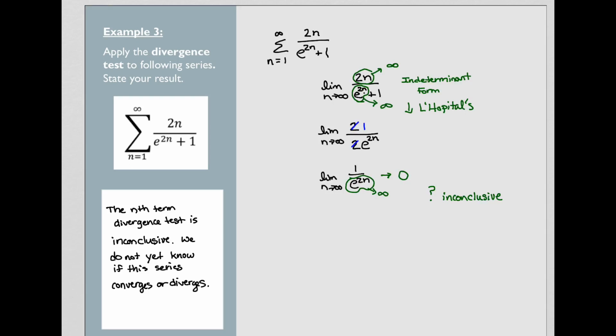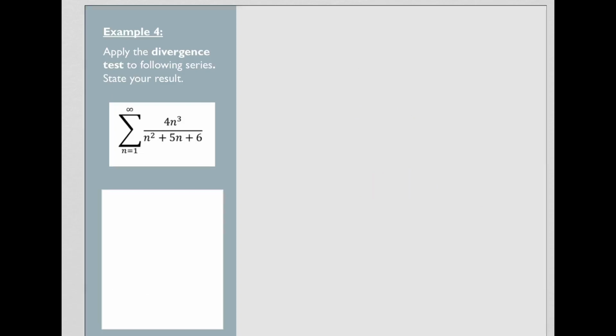Okay, let's take a look at our last example together. Apply the divergence test to the following series. State your result. This is the infinite series n equals 1 to infinity of 4n cubed over n squared plus 5n plus 6.